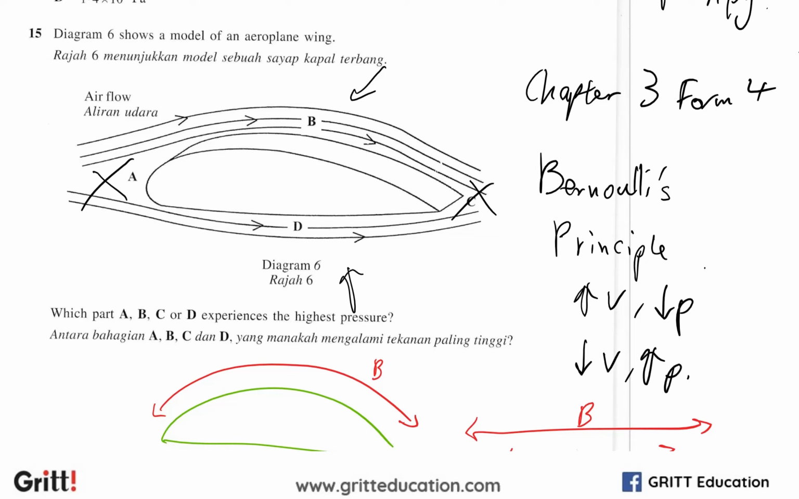So the longer the distance or the displacement, the longer the journey, which is here, the higher the velocity that the air will flow. Okay, so since the above has a higher velocity, it means that the pressure here will be lower. And since D has a shorter length, the velocity would not be as fast. So slower velocity will be higher pressure down here. So the question is asking for the highest pressure.